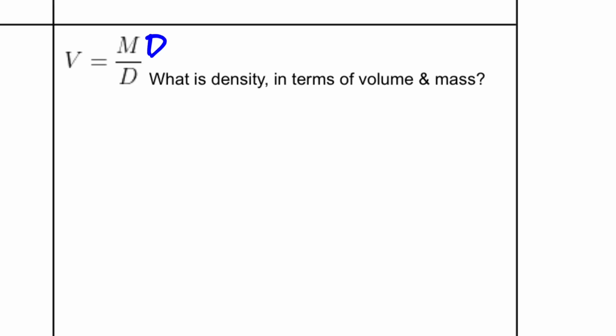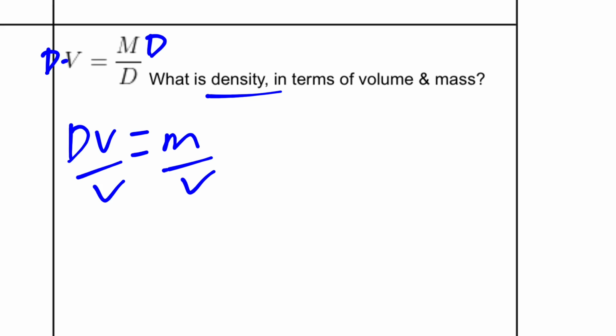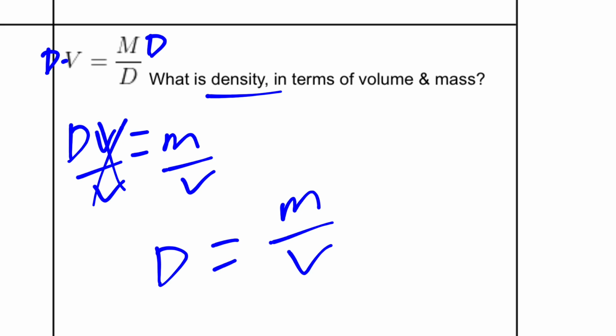Since density is on the bottom, I can multiply by whatever's on the bottom, and I get dv is equal to m. Since I want to solve for d, density, I can divide by v. d is equal to m over v, as the v's cancel out.